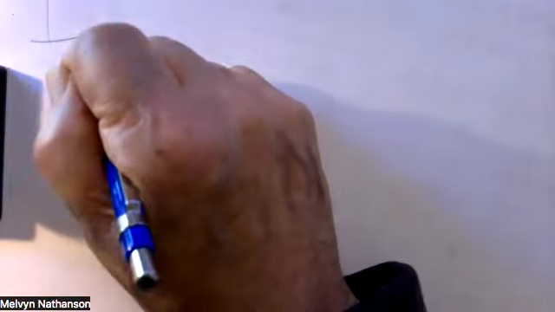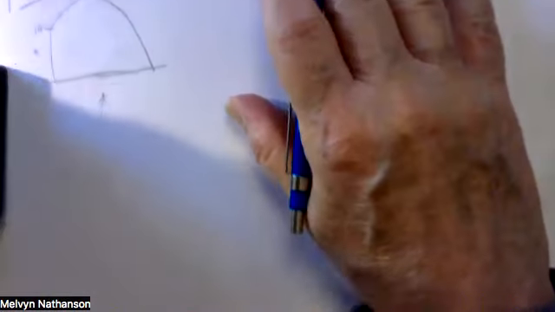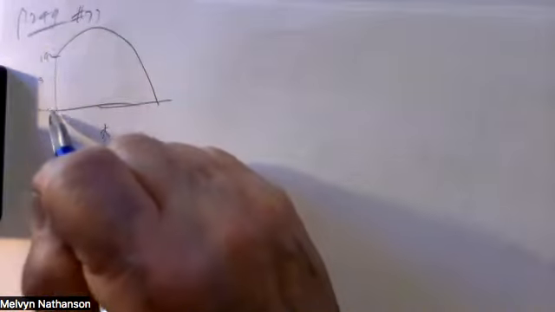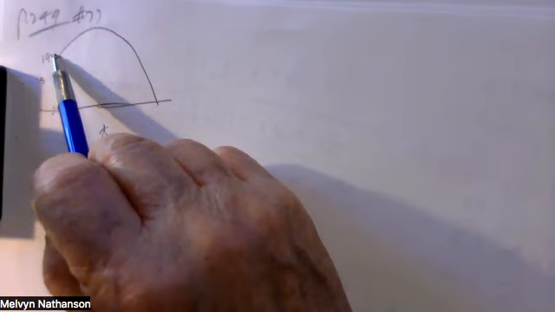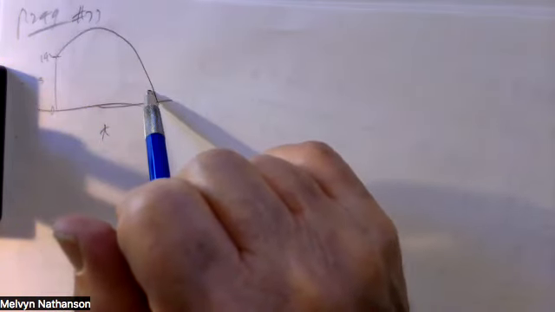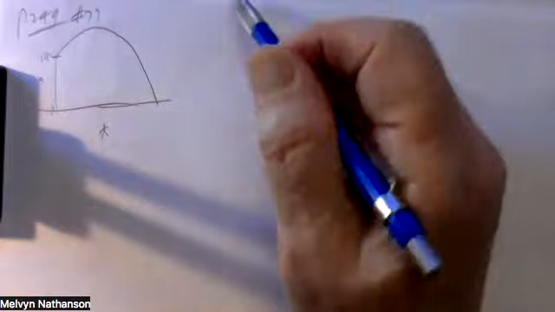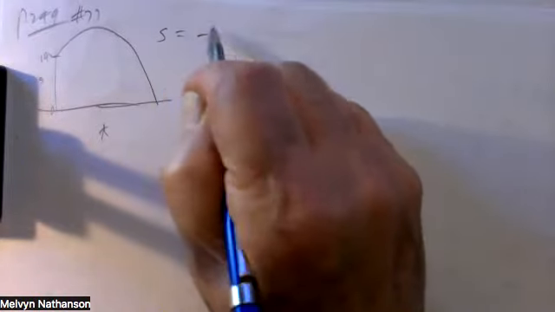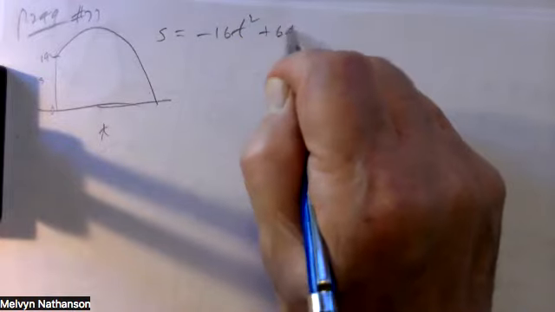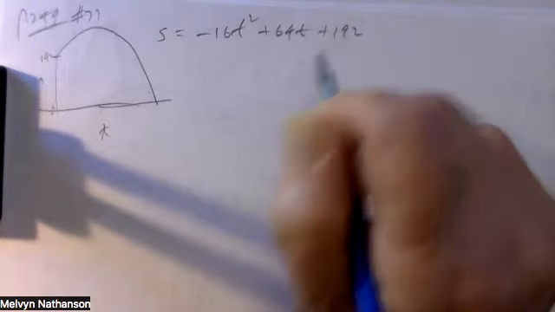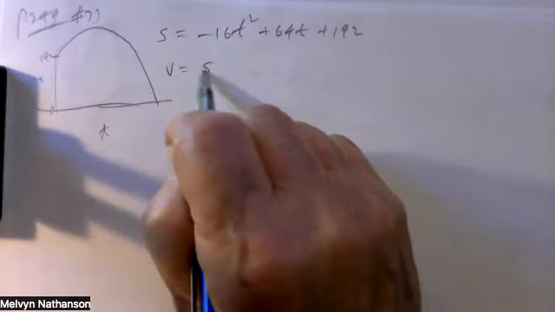And if we look at the position, the height as a function of time, let's call this S, it goes up and then it comes down. That's sort of what we expect. Let me draw this so you can see it. 192 feet above the ground, we throw the stone straight up, and if we look at its height, S, as a function of time, it's actually a parabola that's going down, and it's given by the function S equal to minus 16t squared plus 64t plus 192.